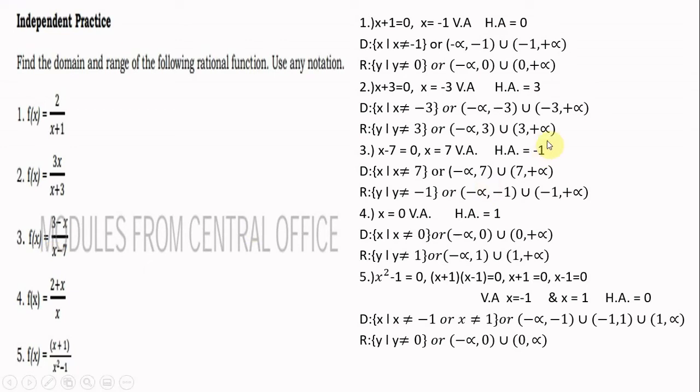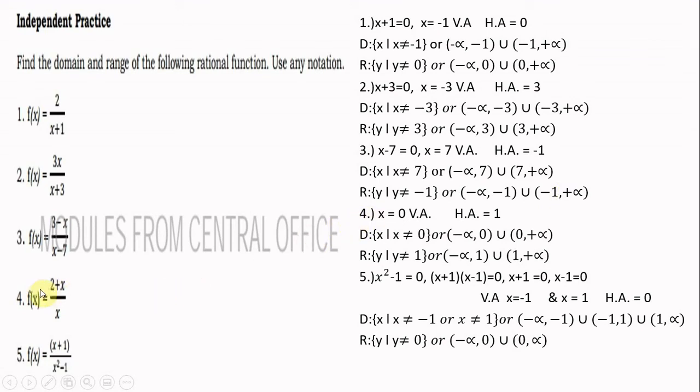Okay, number 3, our horizontal asymptote is negative 1. And we will base our range on this horizontal asymptote and our domain on our vertical asymptote. So our domain is the set of x such that x should not be equal to 7, or in interval notation, negative infinity and 7, union 7 and positive infinity. And for our range, the set of y such that y should not be equal to negative 1, or in interval notation, negative infinity and negative 1, union negative 1 and positive infinity.